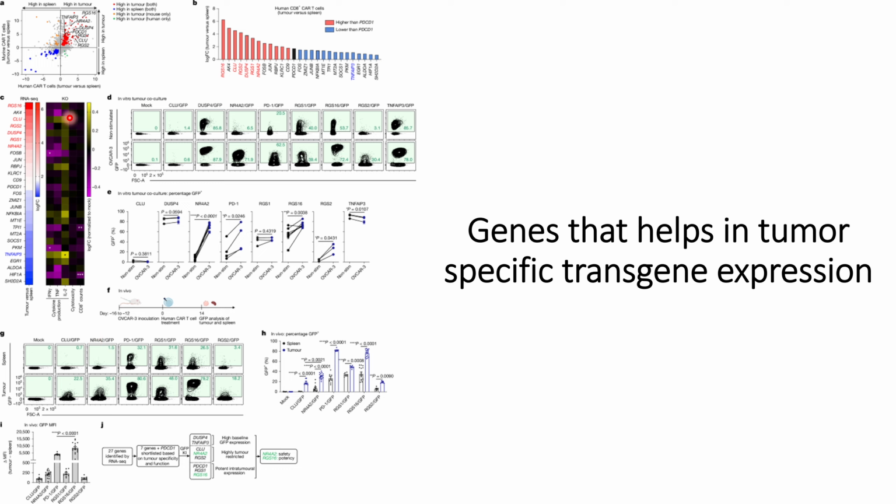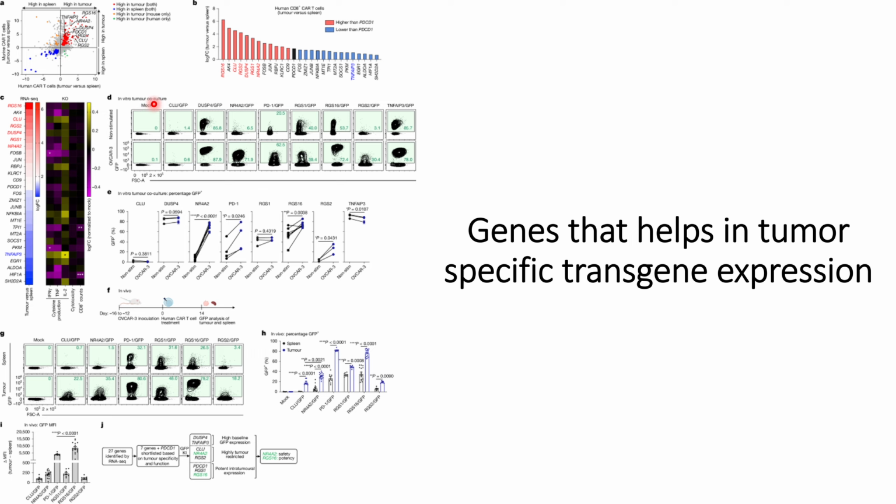Once they identified these top 6 genes, along with TNFAIP3 and PDCD1, in total they had 8 genes. With these 8 genes, they first did the in vitro tumor co-culture with the CAR T cells, using the system that they discussed in the first figure covered in the previous video.